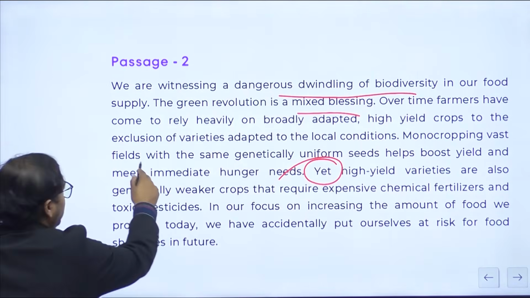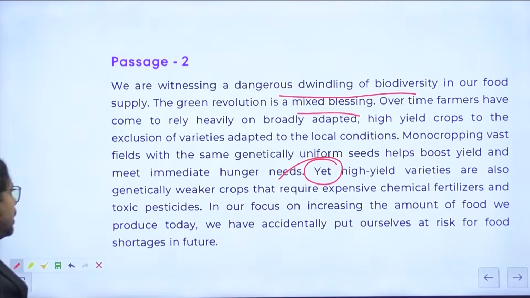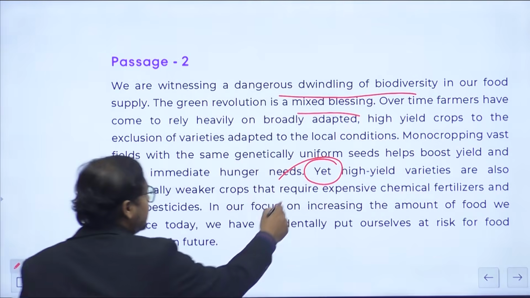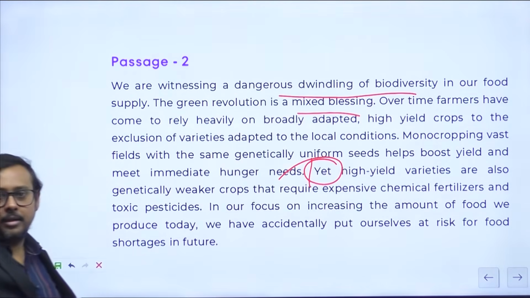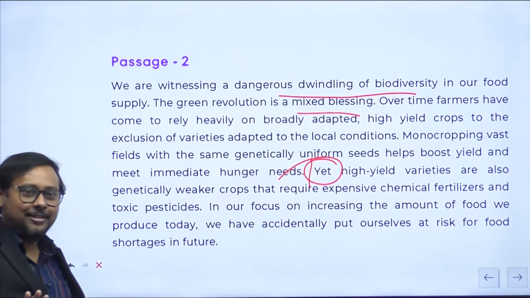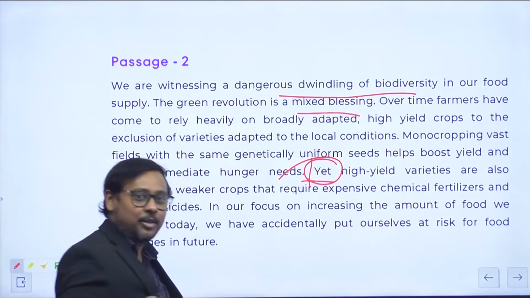High yield crops to the exclusion of varieties adapted to the local conditions. Monocropping vast fields with the same genetically uniform seeds helps boost yield and meet immediate hunger needs. This is fine so far. If the passage had ended here, it would have a different meaning. But yet, wait a moment, right? Yet, so the message comes.